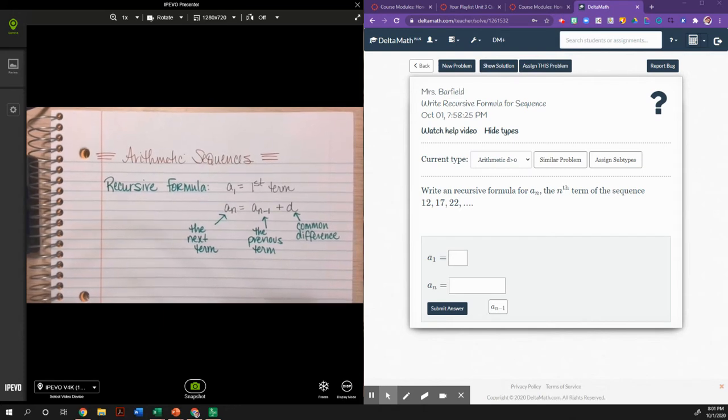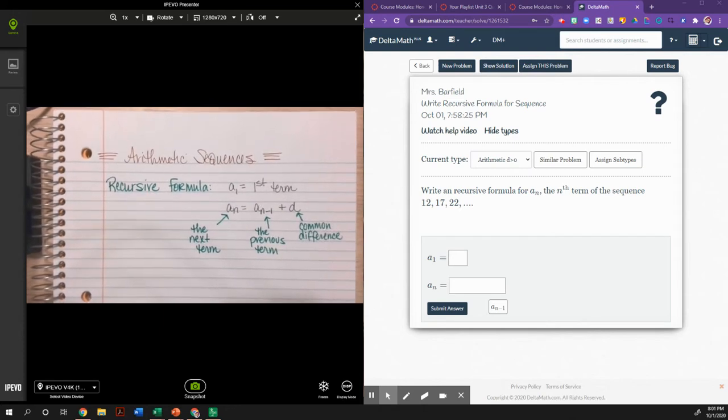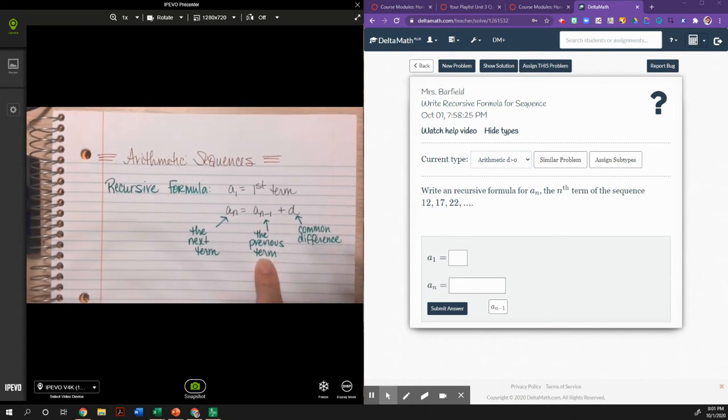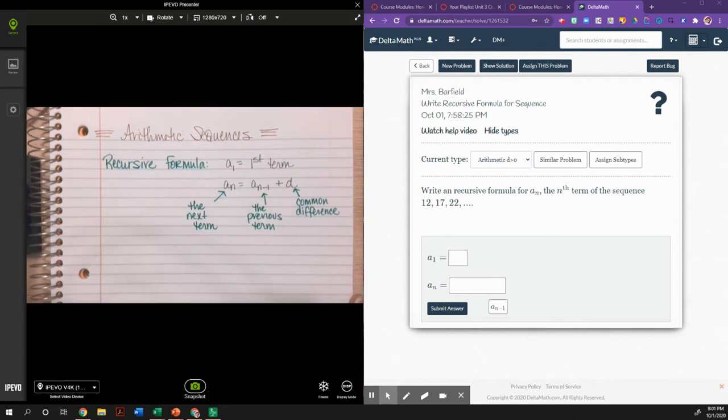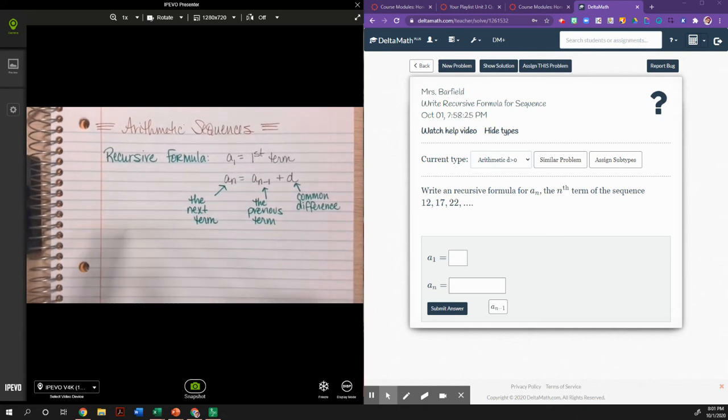And you can see I have them labeled. It's got d as the common difference. It's got a sub n minus 1, that's your previous term. And then you've got a sub n, which is your next term. Now when I look at an example, let me put that all in terms of an example, because then I think it starts to make a little bit more sense.